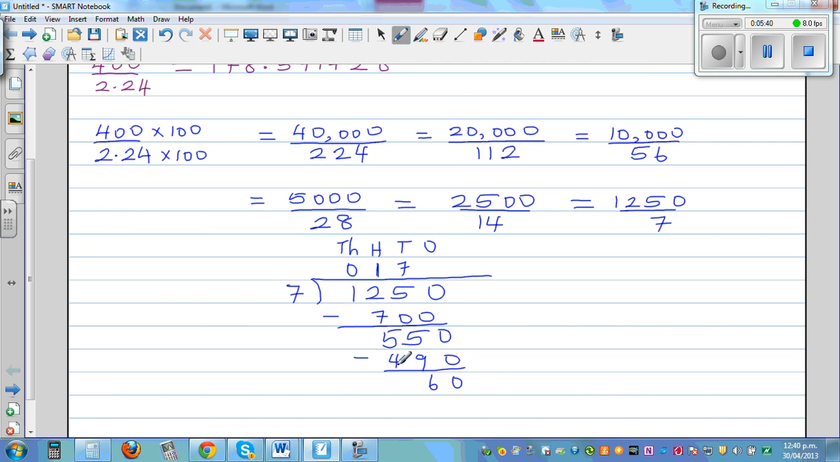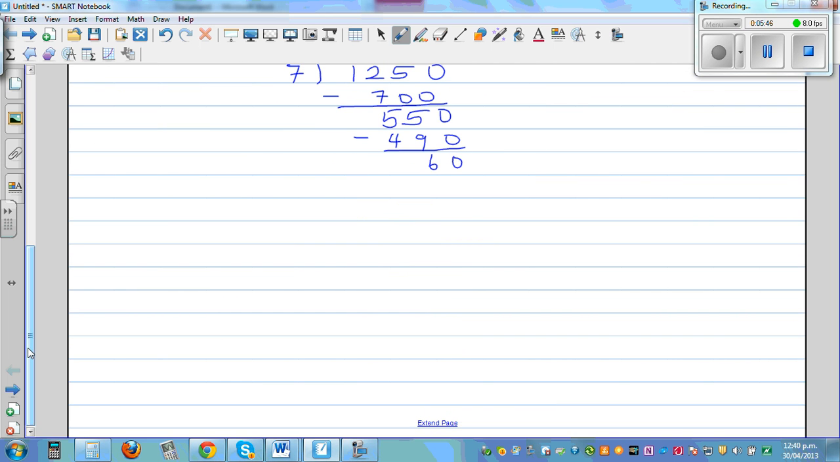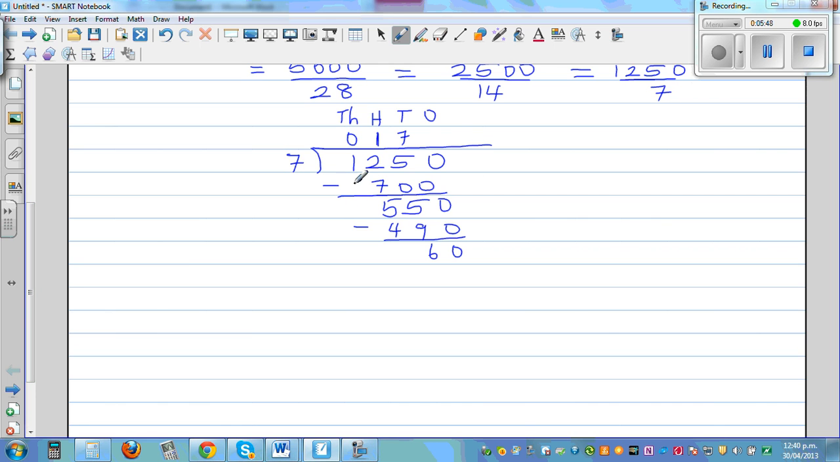Okay, so 490 plus 60 is 550. Now 7 goes in, so let me scroll this slightly up. So 7 goes in 60, how many ones? Well, it goes 8 ones. So 7, this is in the ones place, so this is 56. And the remainder is 4.